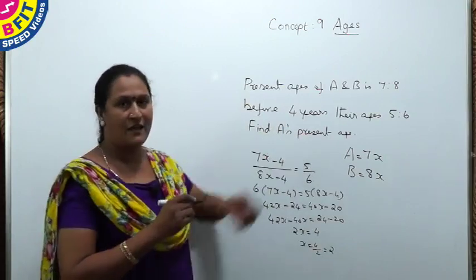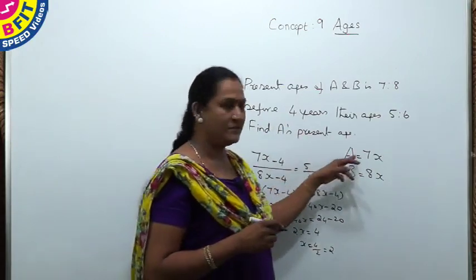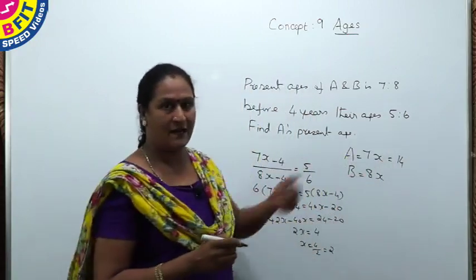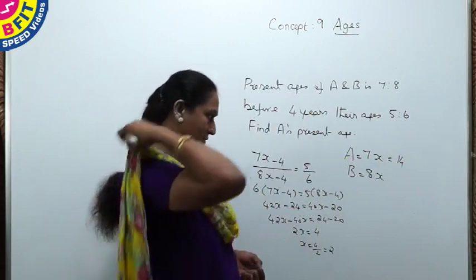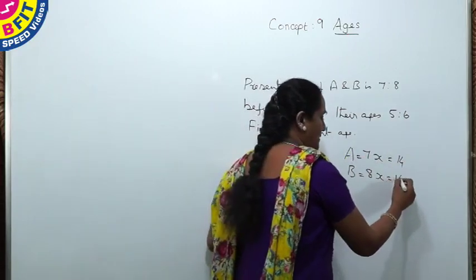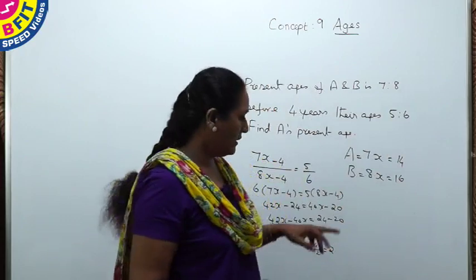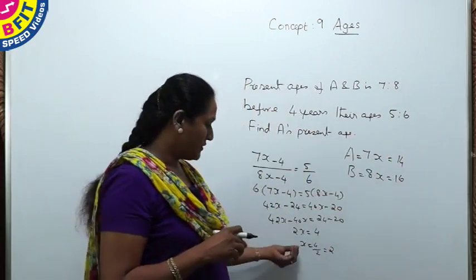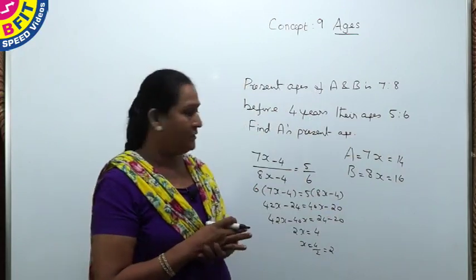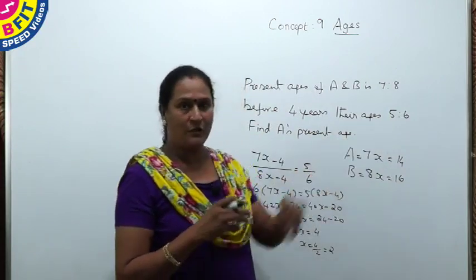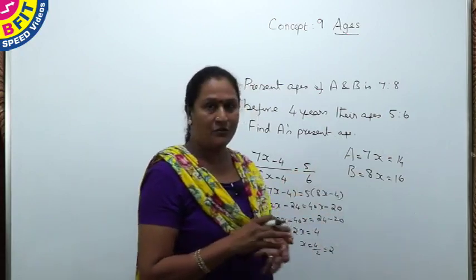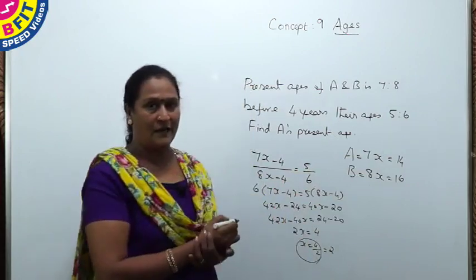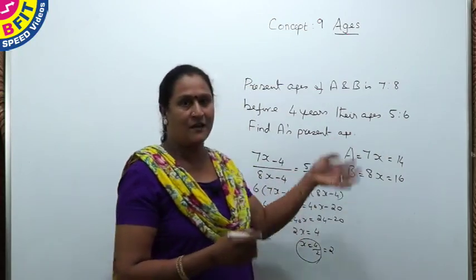Now you can give A's age or B's age. A's age is 7 into 2, 14, which is the required answer. And if B's age is asked, 8 into 2, 16. So the answer here is 14. Suppose you get the value of one part as 3, then A's age will be 7 into 3, 21, and B's age will be 8 into 3, 24. So it depends upon this value of one part x to get the exact ages of A and B.